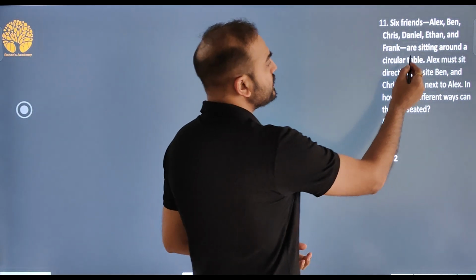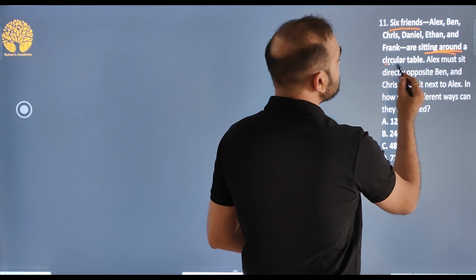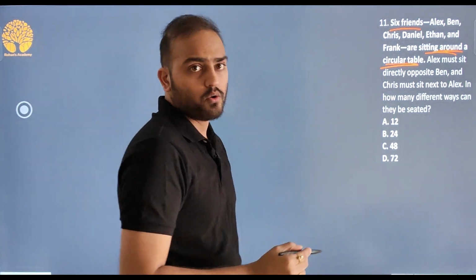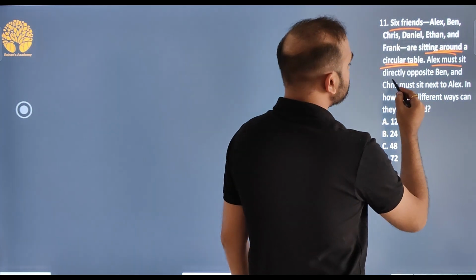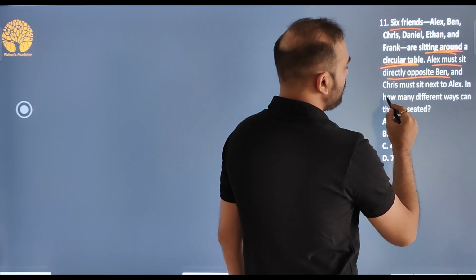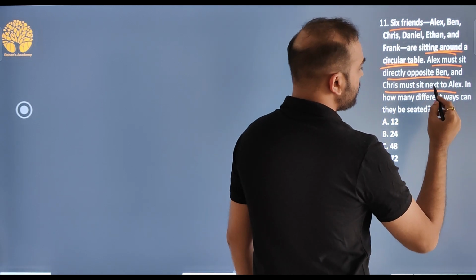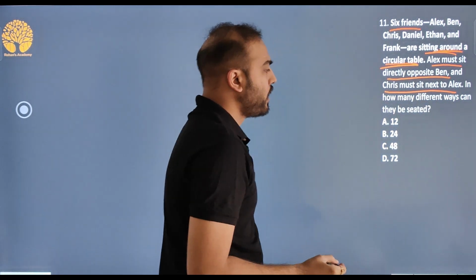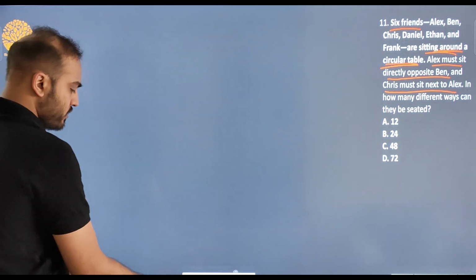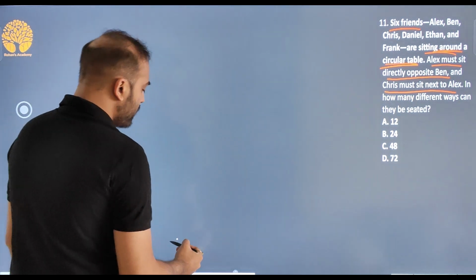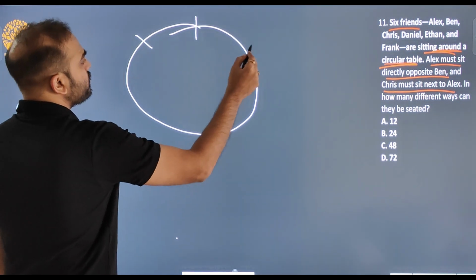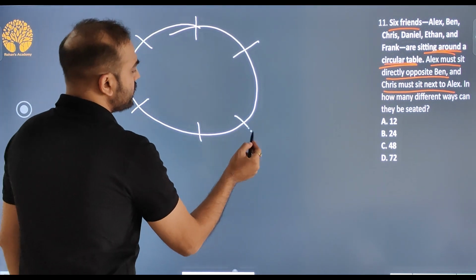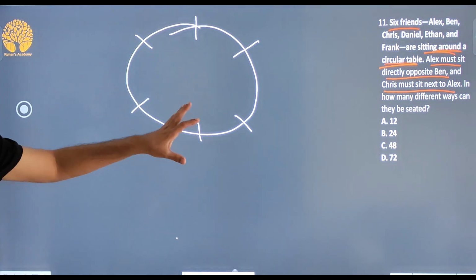Here we have 6 friends sitting at a circular table. Okay. We also have a constraint. Alex must sit directly opposite Ben and Chris must sit next to Alex. Okay. How many different ways can they be seated? Alright, fine. Let me make my circle. These are the 6 positions for the 6 friends.